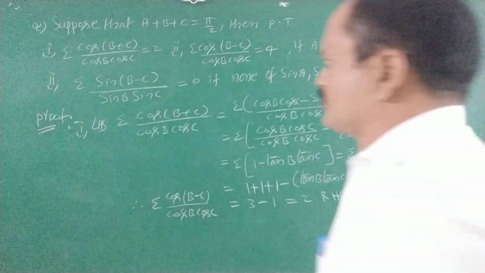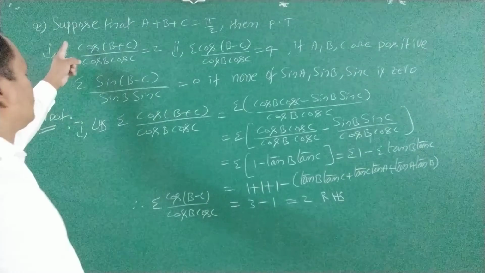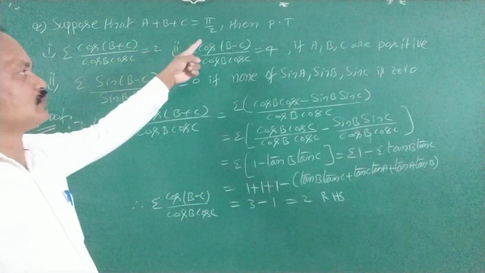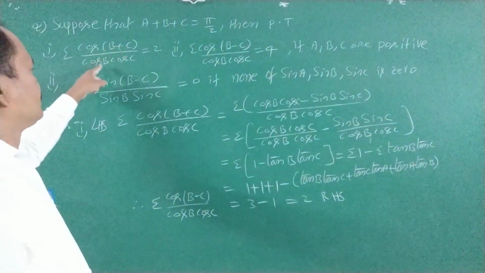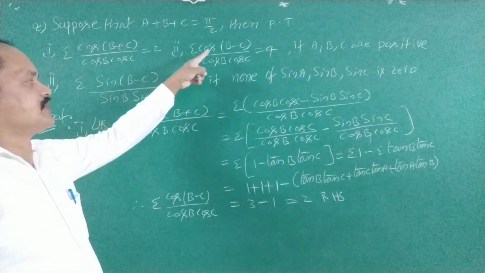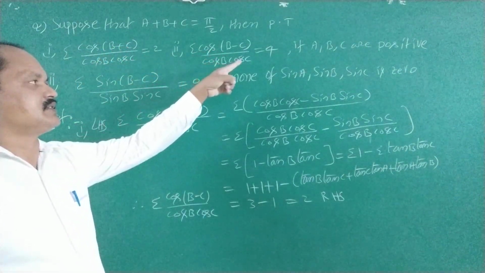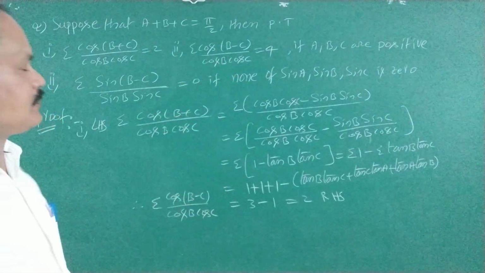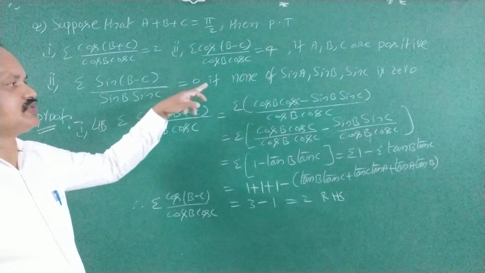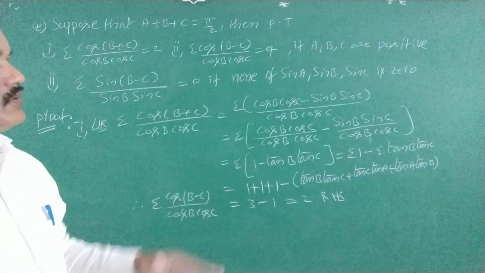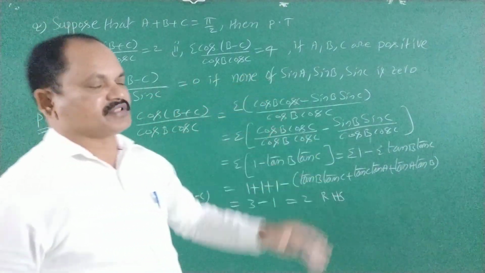Okay, my dear students, we are going to one more question that depends upon this concept. If A plus B plus C is equal to 90 degrees, then prove that sigma cos(B plus C) by cos B cos C is 2, sigma cos(B minus C) by cos B cos C is 4, where A, B, C are positive, and sigma sin(B minus C) by sin B sin C is 0, if none of sin A, sin B, sin C is 0.